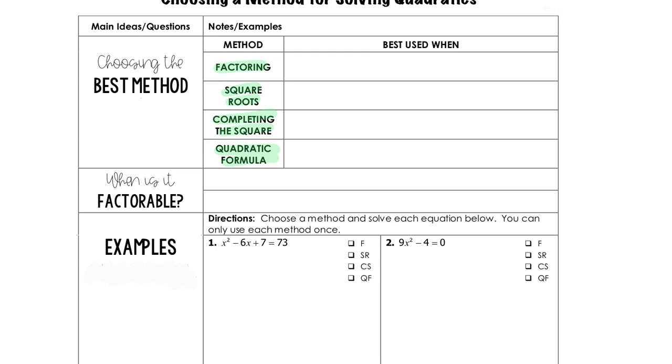So over here, there's just some notes regarding when each of these are best used. So factoring, obviously, you can only use when the equation is factorable. So sometimes you can't factor things, and we'll talk about that a little bit as well. So we want to use factoring when the equation is factorable. In other words, when it's one of those factoring types that we've done before.